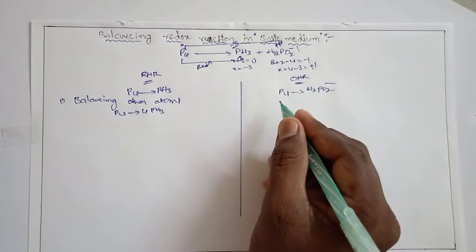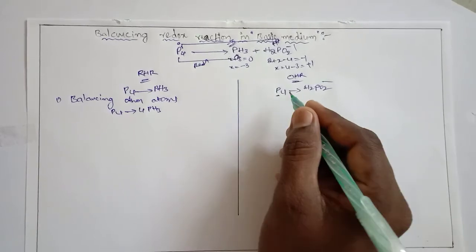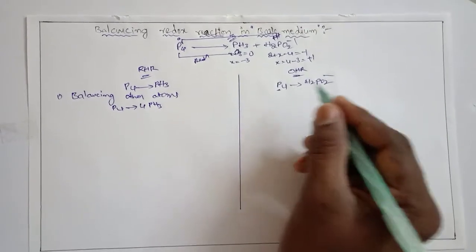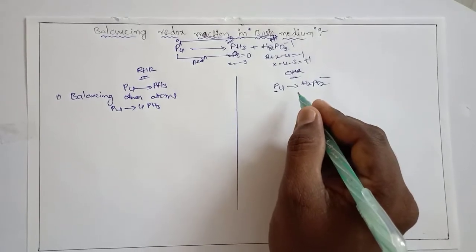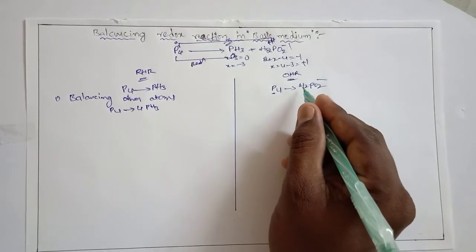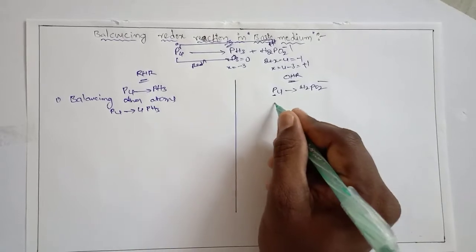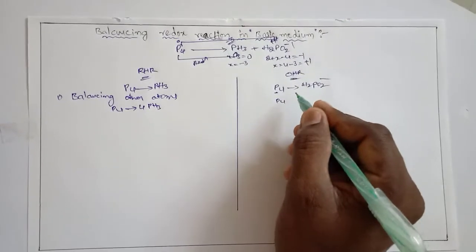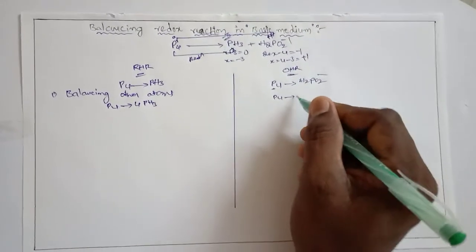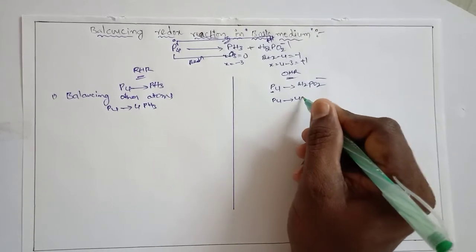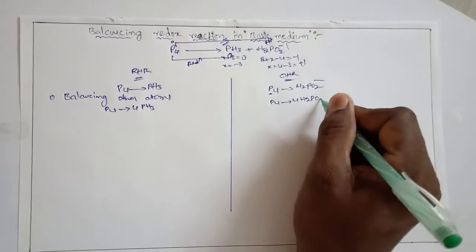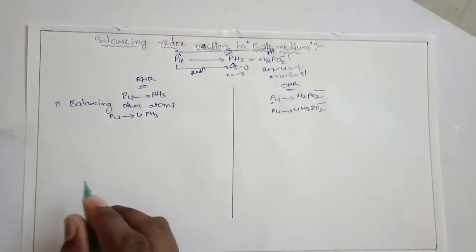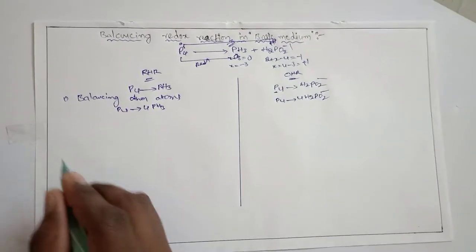Here also we have to balance other atoms. The left side has 4 phosphorus atoms, and here only 1 atom is present. In the same manner we have to multiply by 4 on the right side of the reaction. P4 gives rise to 4 H2PO2 minus.